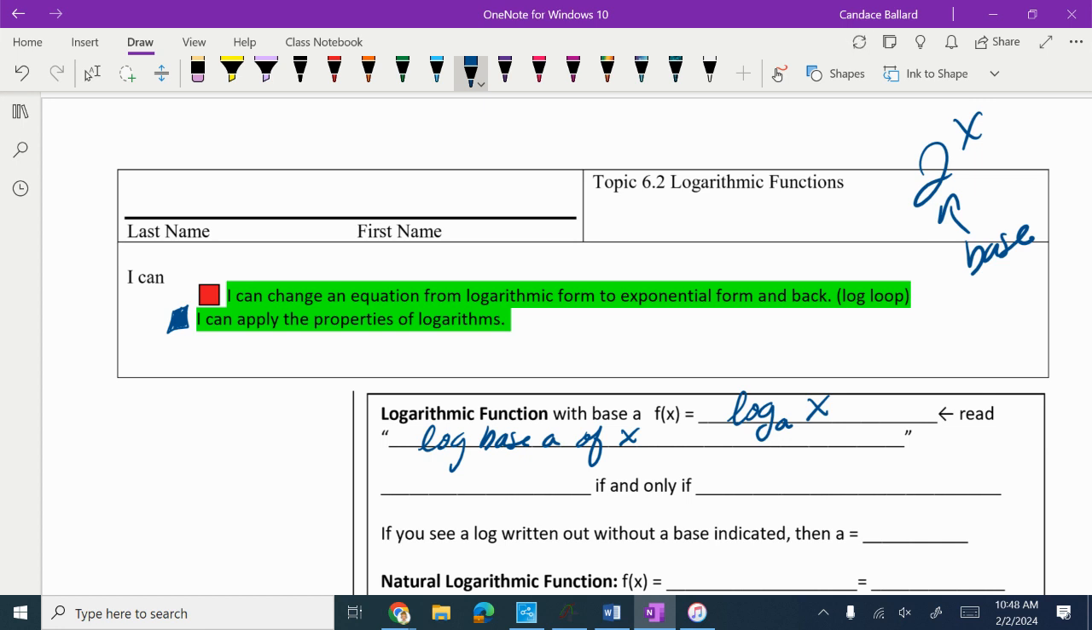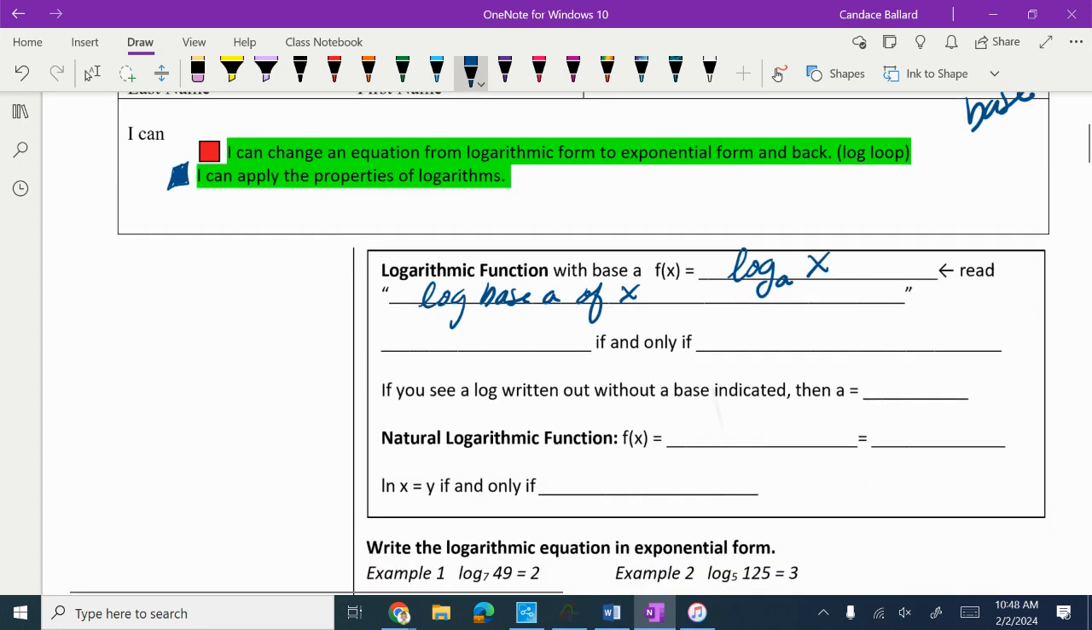All right. We're going to write down the log loop right here. And I call it the log loop. I know Mrs. Rondeau calls it the swirly. Okay. I call it the log loop because that's what my teacher called it when I took Algebra 2 in high school.